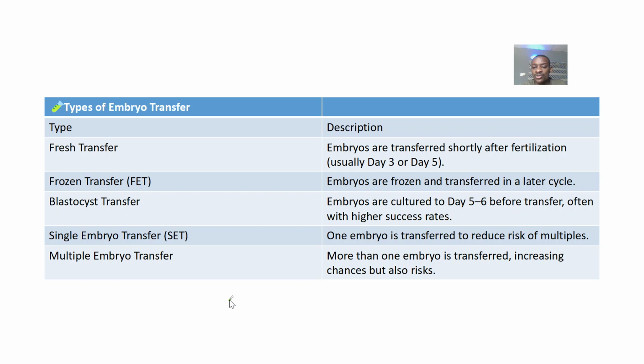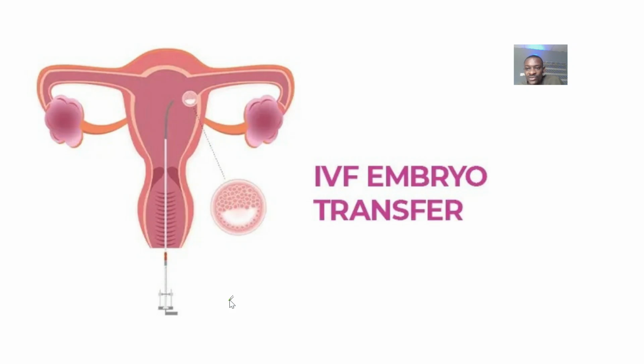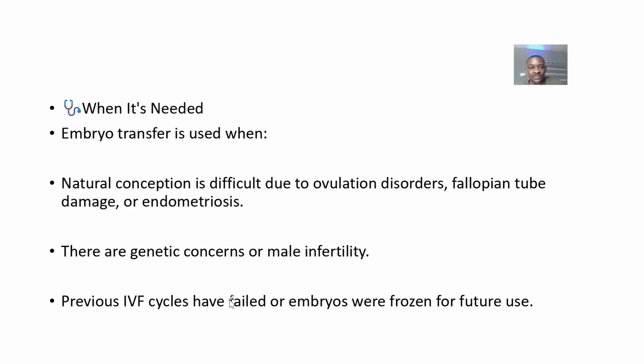Blastocyst transfer. This one, eggs are cultured between 5 to 6 days. So from 5 to 6 days, if you have done embryology, they have become a blastocyst. Okay. Single embryo transfer. So when embryo is transferred to reduce risks of multiple pregnancies. So multiple embryo transfer, more than one embryo is transferred, increasing chances, but also risks of developing twins, which is nice though. So when is it needed?